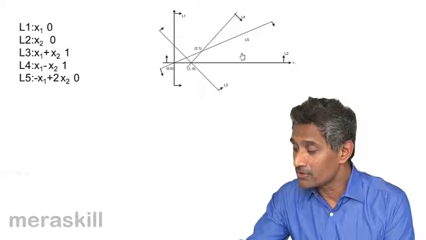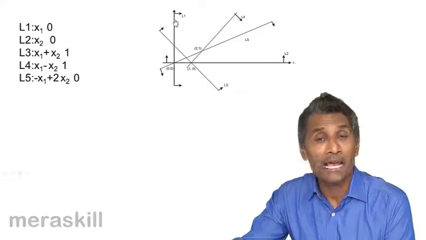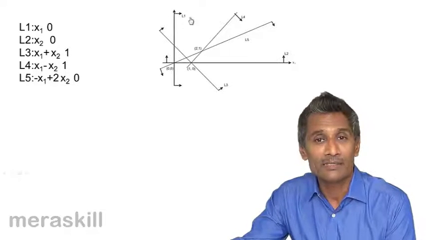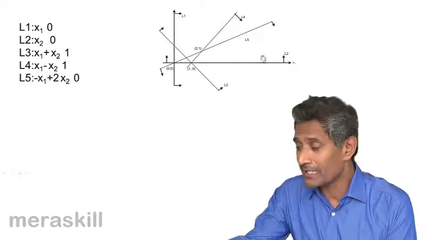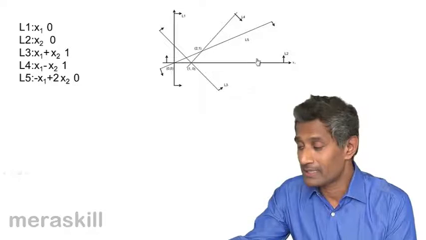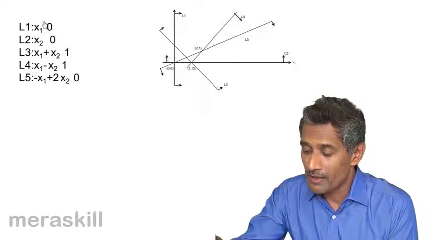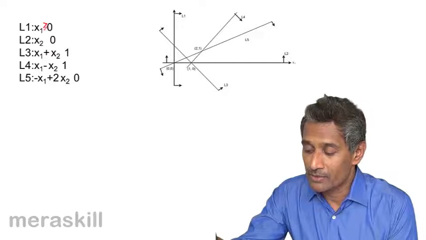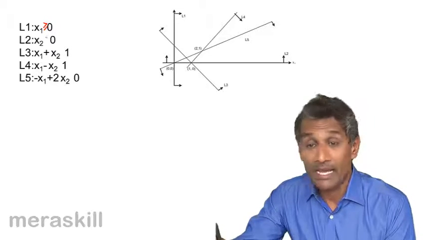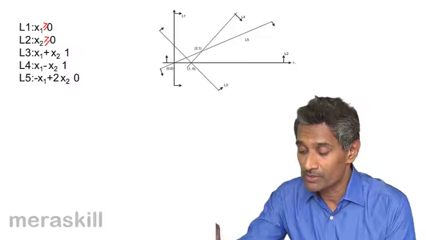Okay, let's look at this particular example. We have a combination of 5 lines, and with the arrow marks we indicate the signs. So looking at L1 and L2, they are the y and x axis, and the region bound is on the greater side. So it's going to be x1 is greater than or equal to 0 and x2 is greater than or equal to 0.